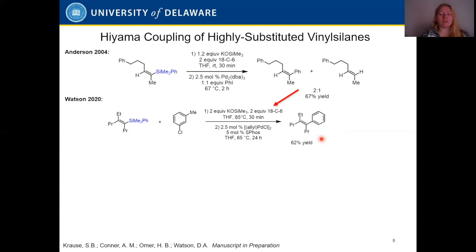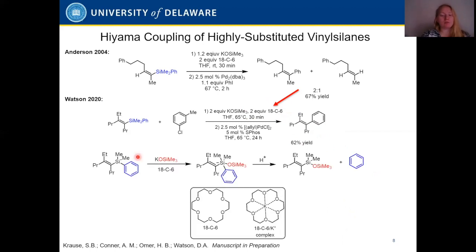And my colleague Sarah wanted to start by eliminating the need for this toxic and expensive 18-crown-6 reagent. So she did a variety of different NMR studies to determine the mechanism of this reaction. Her proposed mechanism focused on the protodesilylation step, where you have the potassium silanolate base made more nucleophilic by the 18-crown-6 sequestering the potassium ion, which then can attack the silicon center and facilitate the protodesilylation mechanism to get your intermediate that then can couple in the Hiyama coupling mechanism.